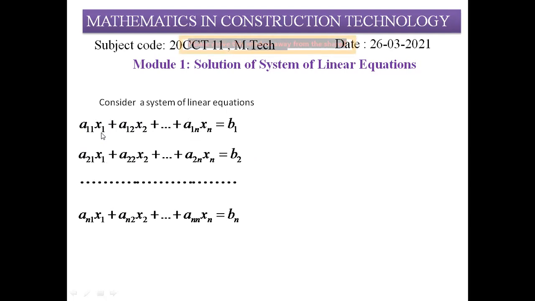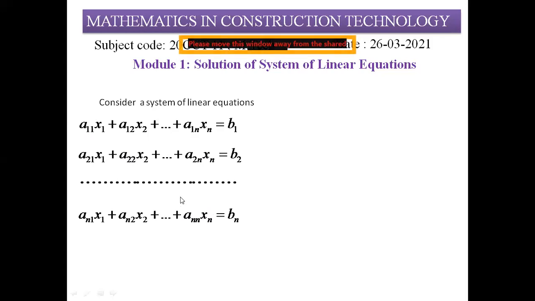a11 is the coefficient of the first variable in the first equation. In the second equation, the coefficient of the second variable should be larger compared to the remaining coefficients. So in the first equation, a11 should be larger. In the second equation, a22 should be larger compared to the remaining coefficients. And in the last equation, ann should be larger. Then it is called diagonally dominant. If this condition is satisfied, then only we can get converging approximations through this iterative method.